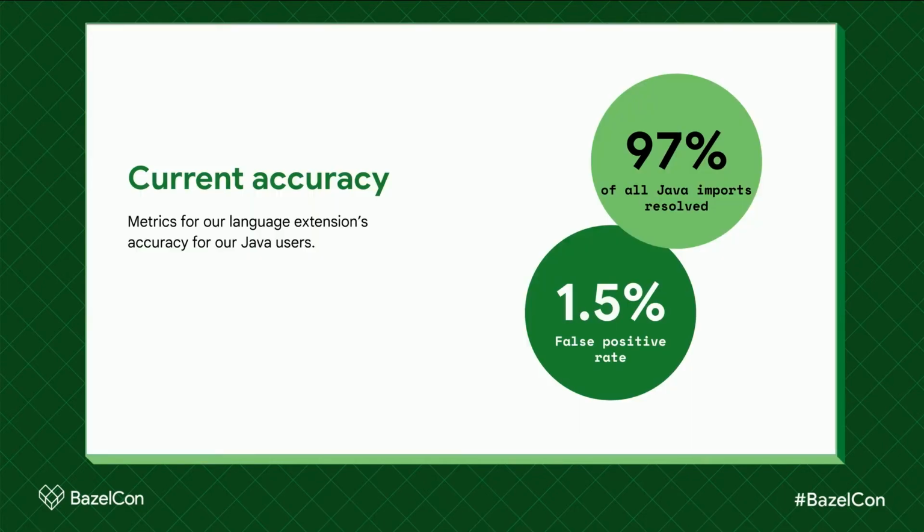Going back to the metrics, let's talk about how accurate it is. This is pretty new, so these numbers aren't as good as they will be, and actually they're out of date. Currently, we're a little bit better than this now, but 97% of all of the imports in our gigantic monorepo can be resolved by this within about a second.